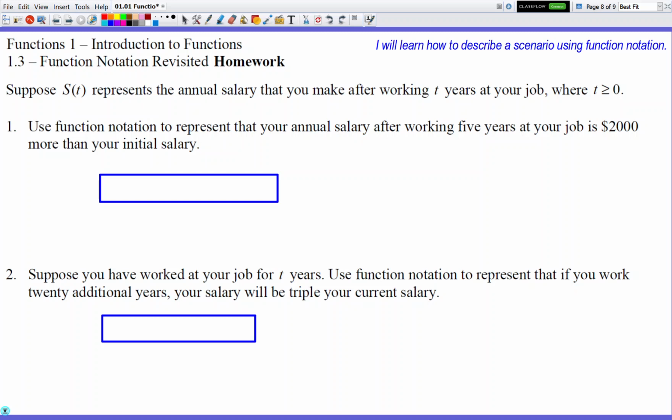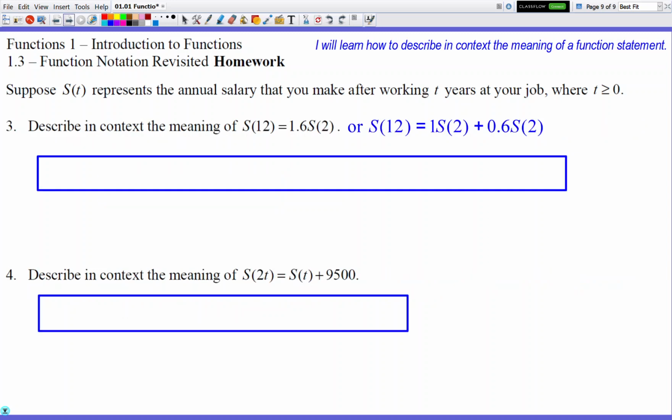All right, let's look at our homework. I think you have 4 problems for homework, and no advice for number 1 and 2. That's pretty much just the answers underneath the box, and I'm not going to show you the answers. For number 3, I give you some advice. The problem is originally written as S of 12 equals 1.6 times S of 2. Look at how I rewrote it: I still have S of 12, but on the right side I have 1 times S of 2 plus 0.6 times S of 2.